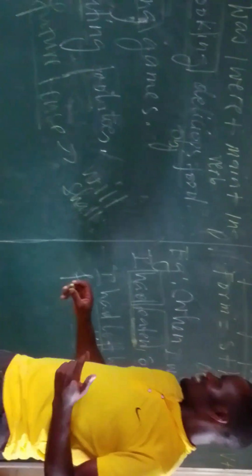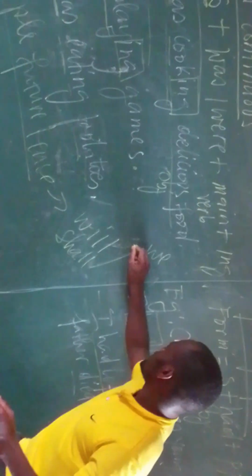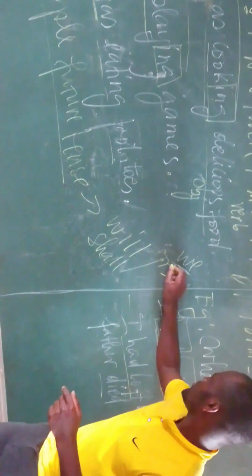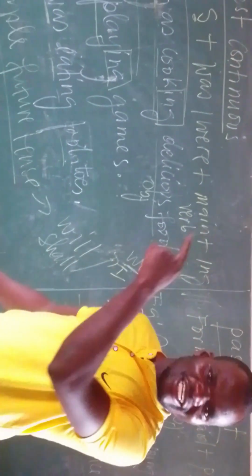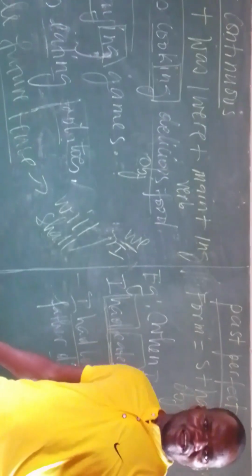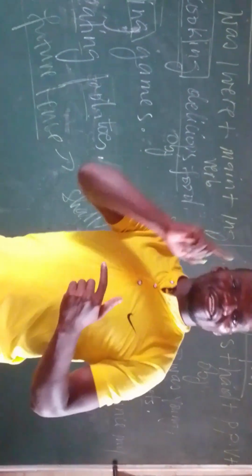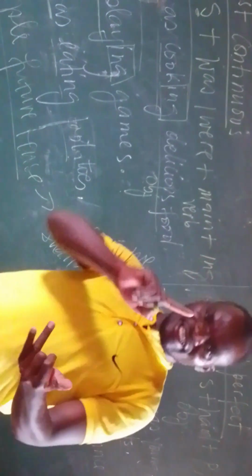So future is composed with will or shall. What you have to notice here is that shall is used only for the pronouns I and we. We cannot say you shall. Impossible. We cannot say you shall. But we can say I shall or we shall. Simply, shall is used for we and I.